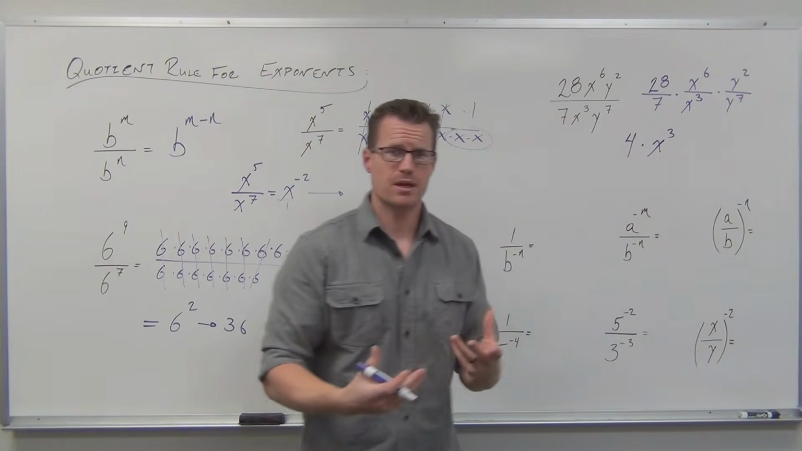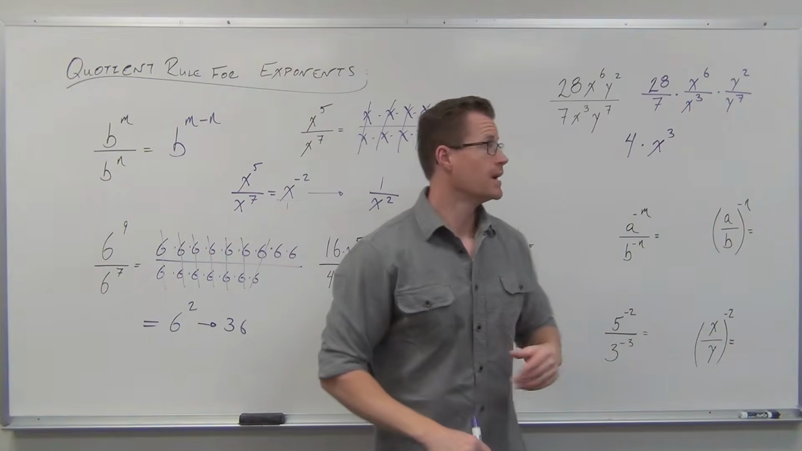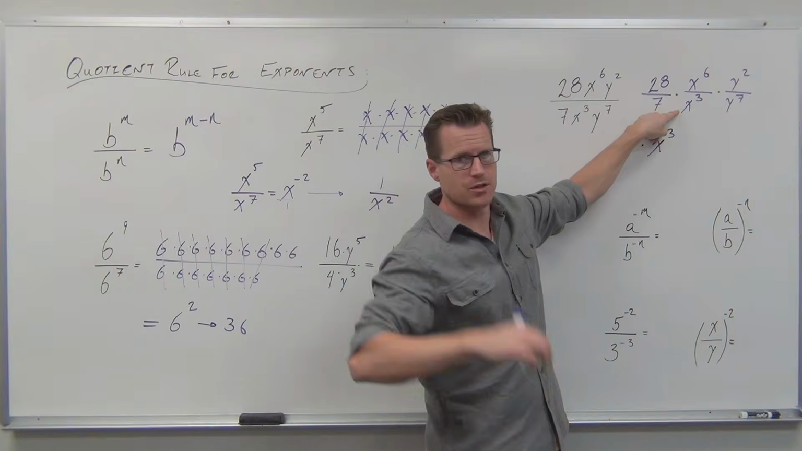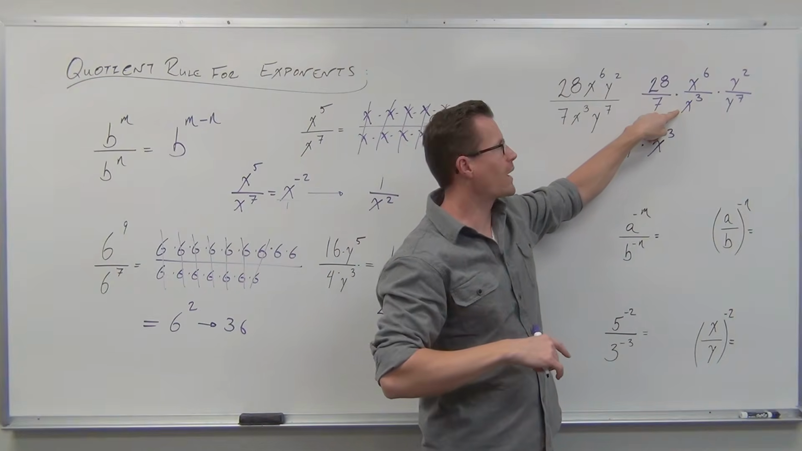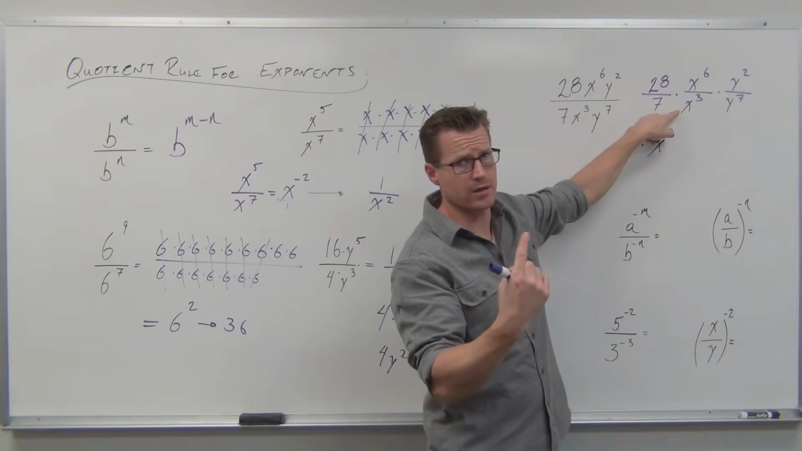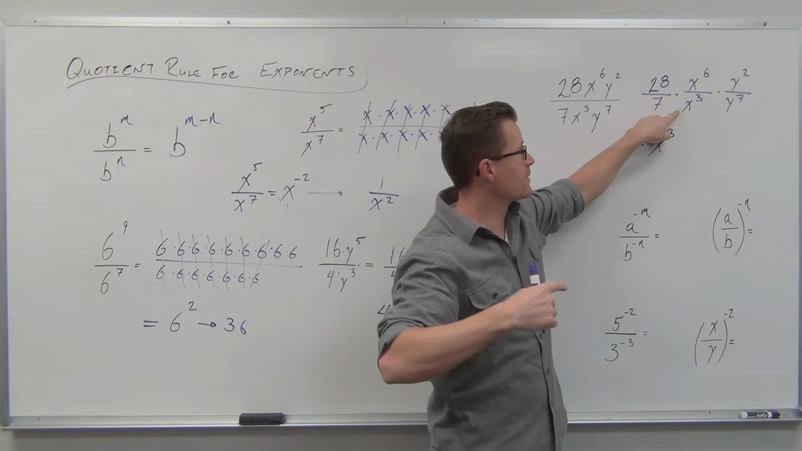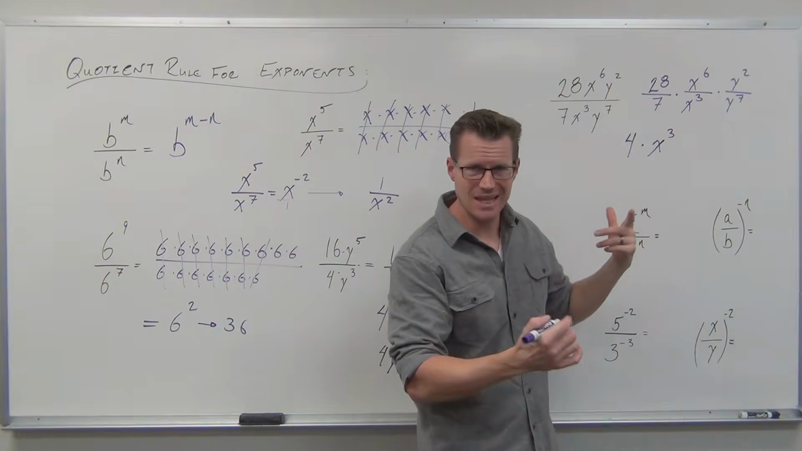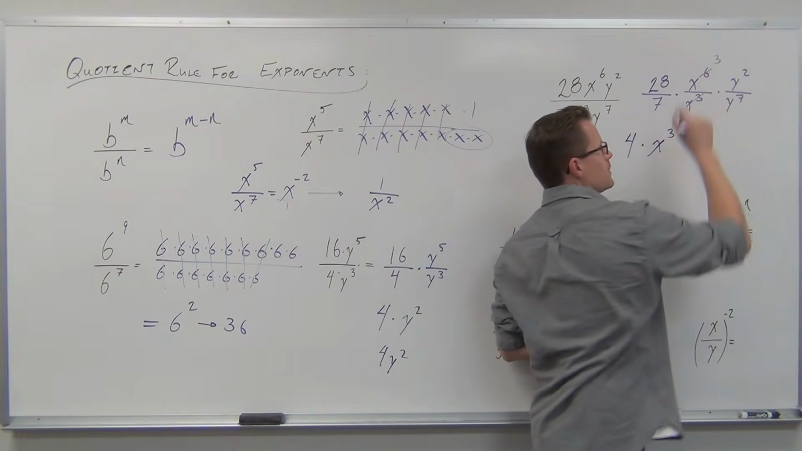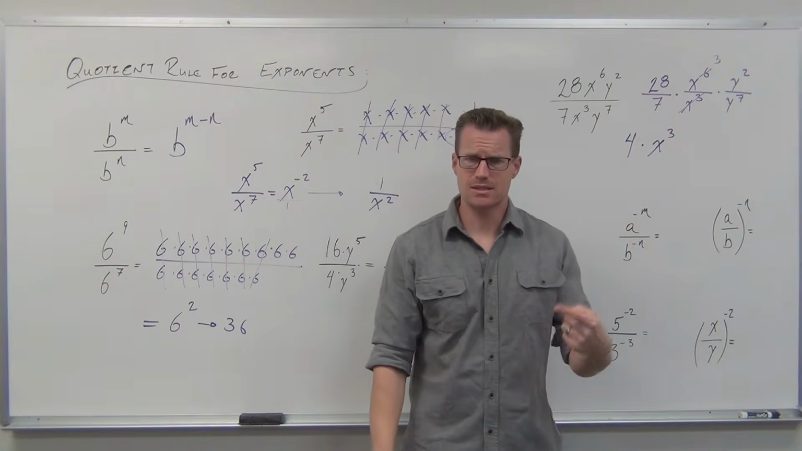You could also think about it in the simplification way. Hey, you got 6 x's up here. You got 3 x's down here. You're going to cross out 3 pairs. Where are there more x's? Well, there's more x's on the numerator. So you're going to cross out 3 pairs, but you're going to be left with, and a lot of people show it this way, 3 x's on the numerator.